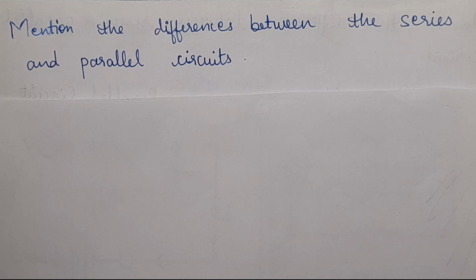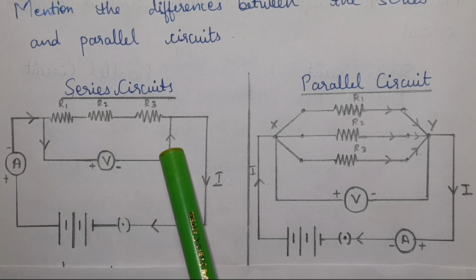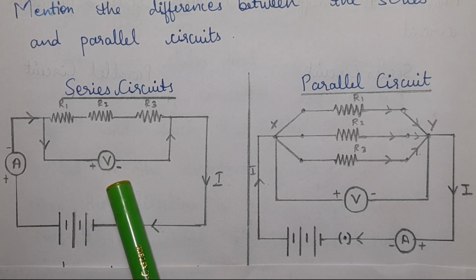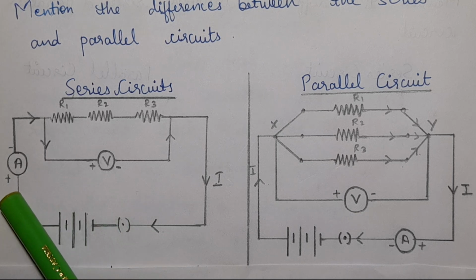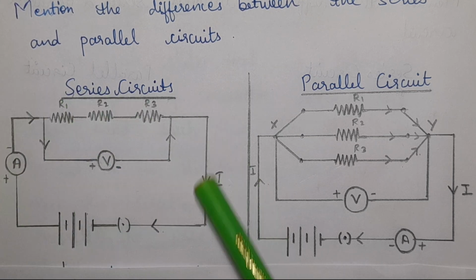Since the differences are among the circuits, the first difference will definitely be in the circuit diagram. As you can see in the diagram, it is very clear the three resistors are connected in series. The voltmeter is connected in parallel across the three resistors and the ammeter is connected in series with the battery. Since the plug key is closed, it ensures the current flows through the circuit. The arrow mark shows the flow of current from the positive to the negative terminal.